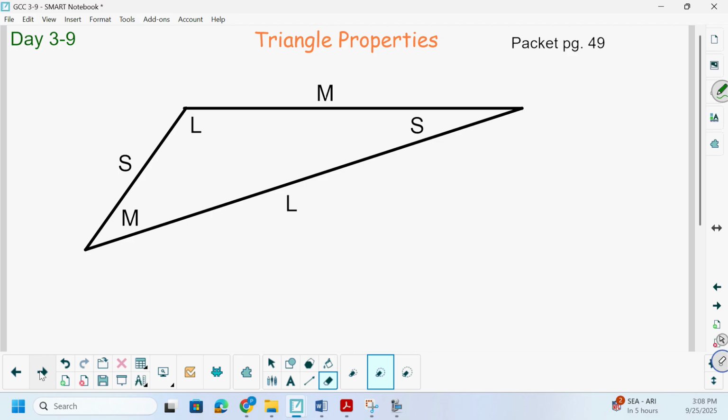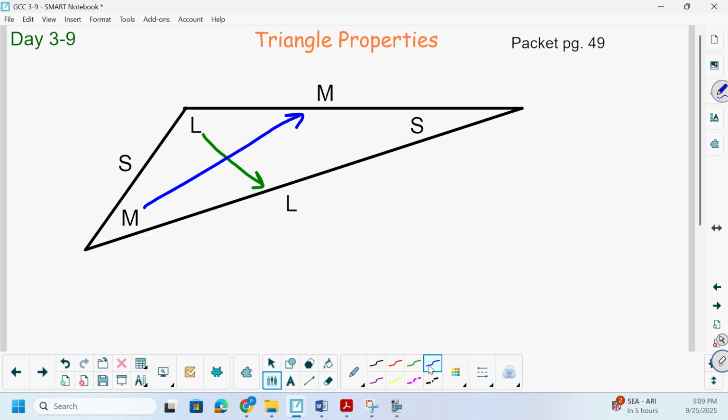So I just drew ourselves a random triangle here, and I labeled the angles L, M, and S for large, medium, and small. Well, in any triangle, the large angle will always be across from the large side. So notice from the large angle, if I go across, that takes me to the large side. The medium angle will always be across from the medium side, and the small angle will always be across from the small side. And that'll be true in any type of triangle, any size of triangle.